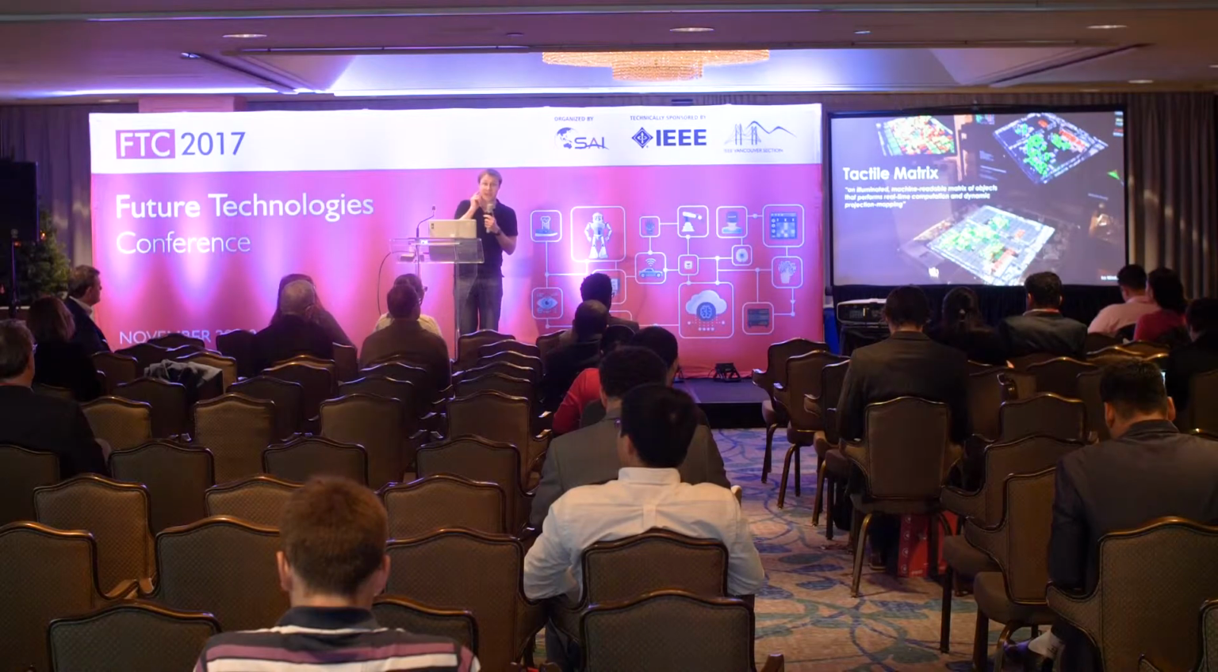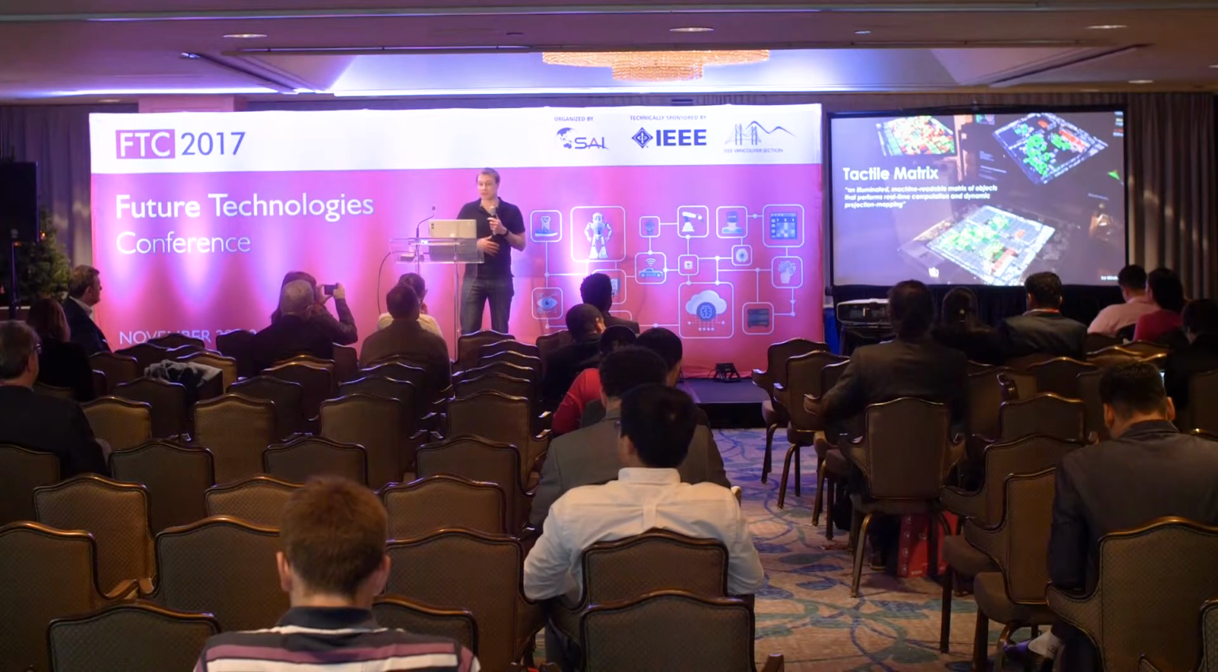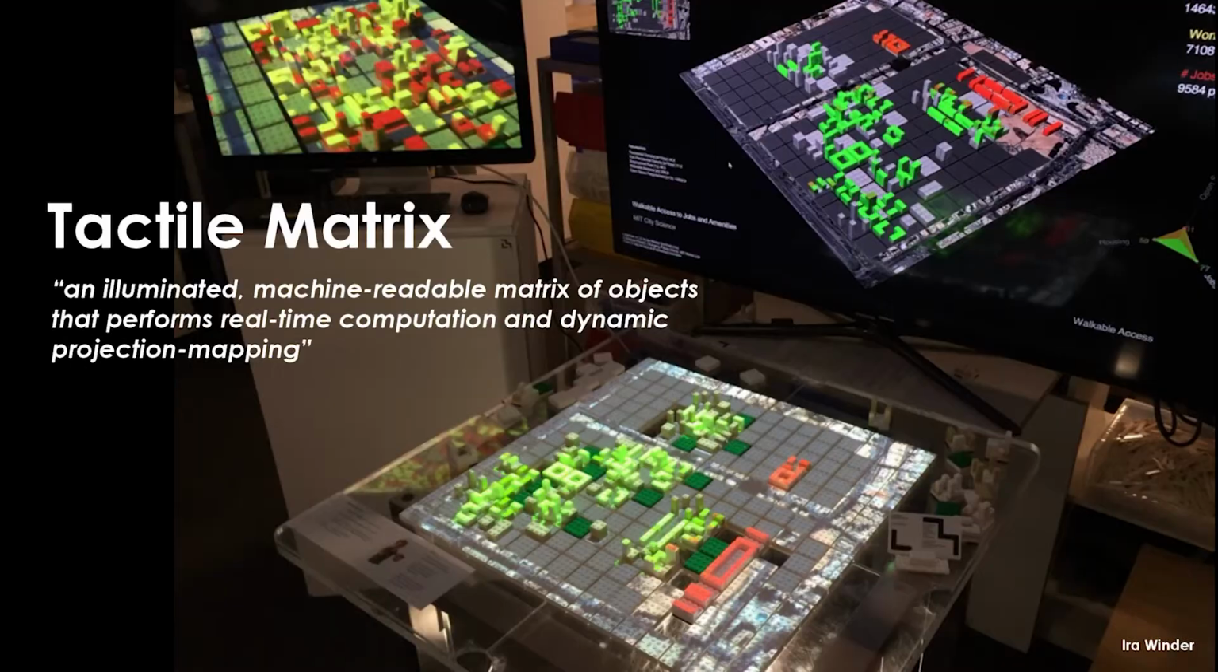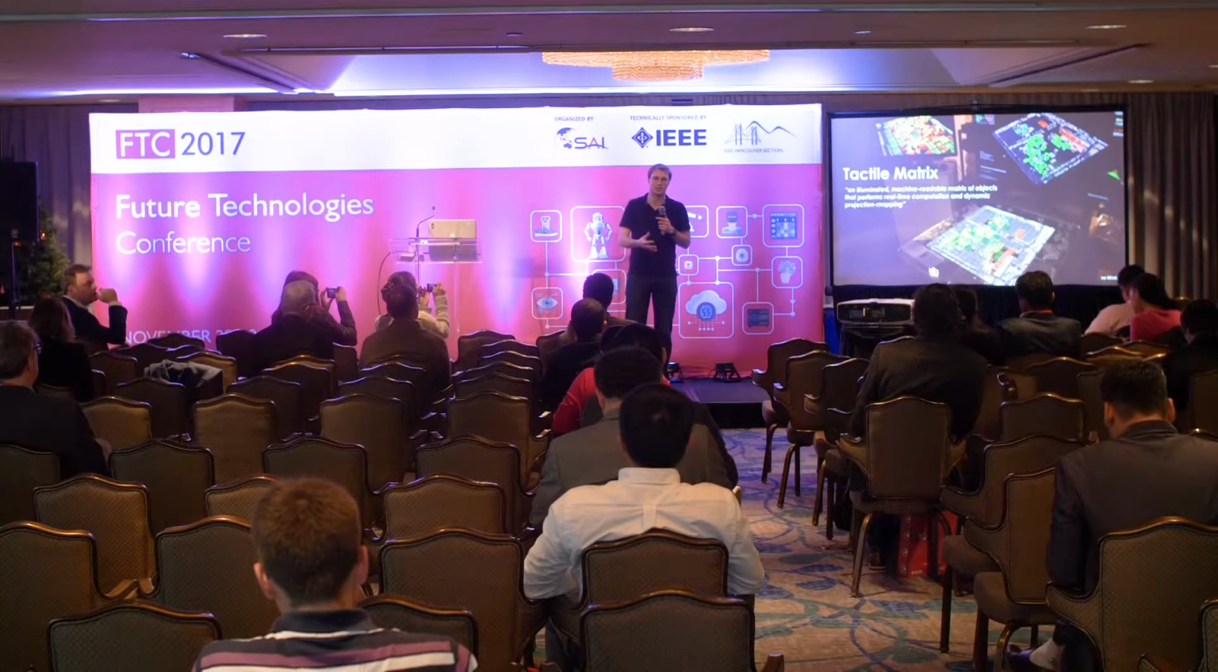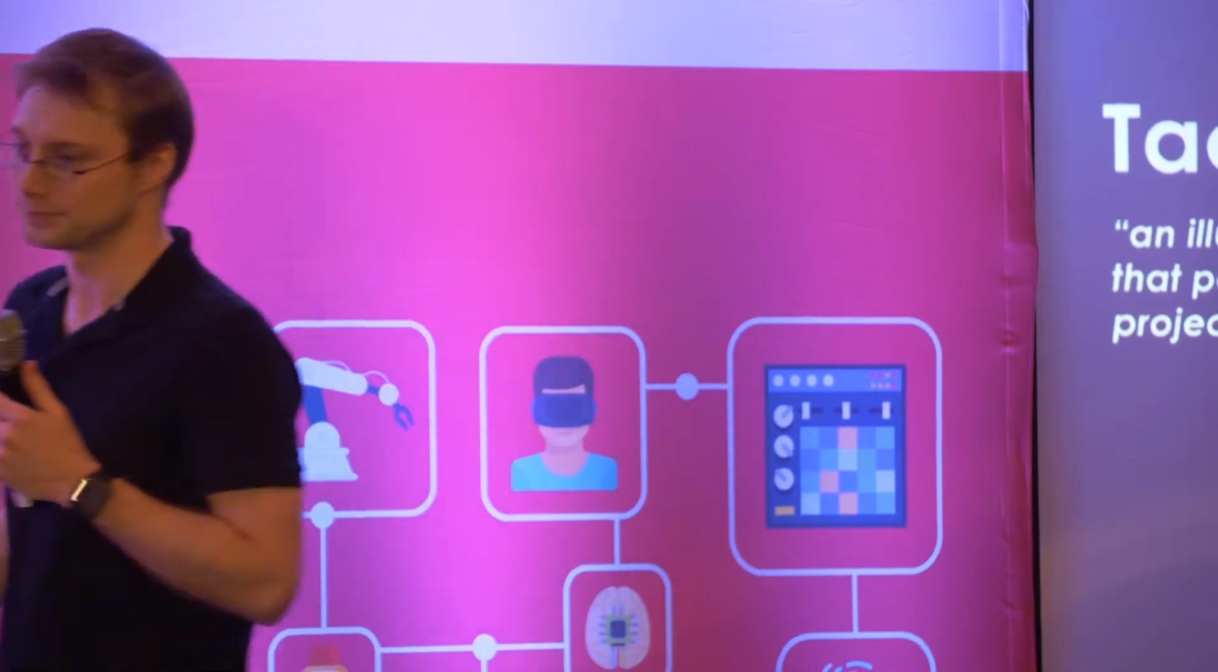So the results of that question are actually outside of this room, so I hope you'll stop by and see it. We call it the tactile matrix. It is essentially an illuminated, machine-readable system of colored tagged objects and projection mapping that does, as you build these cities or whatever object on the table, it's scanned in real time, brought into a mathematical model, computations are done, and it's reprojected, augmenting that model for you.